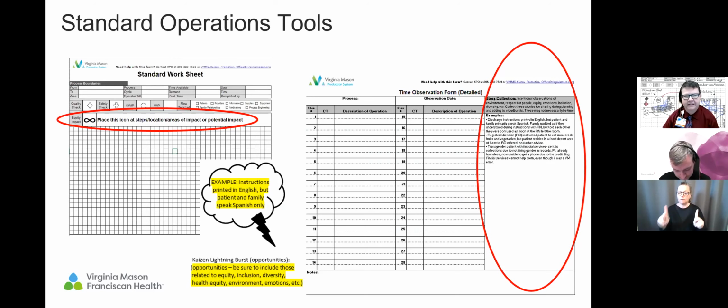for inequities may exist. Our time observation form got a facelift as well, and we carved out a section devoted to capturing stories. We wanted to be better about incorporating qualitative data into our tools, something that the event team noticed was a weakness in our methods.